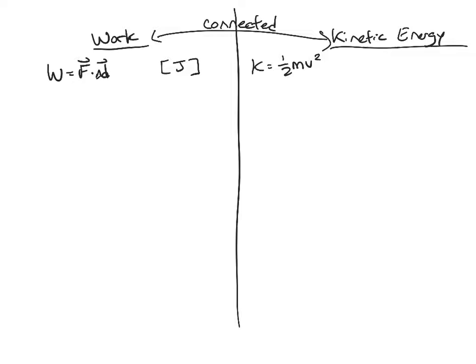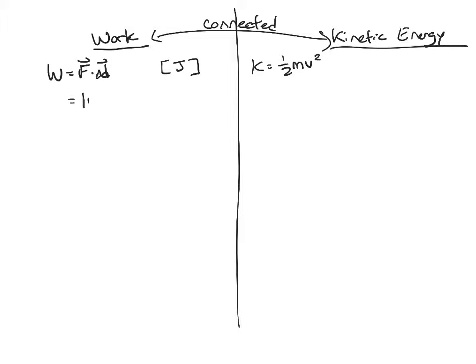I want to try to explain, or at least show, that they do have the same units, because it seems like they're built from completely different things. One of them is built from force and displacement. The other one is built from mass and speed. So they seem to be built from two seemingly different things, yet they're supposed to have the same units. So I want to try to show you that they do. So I'm going to start with work. Work is force dot displacement.